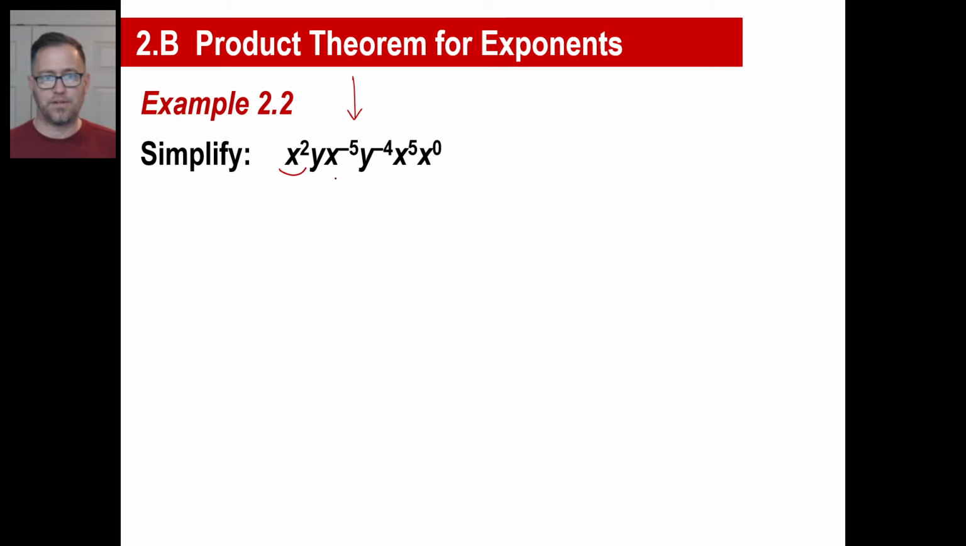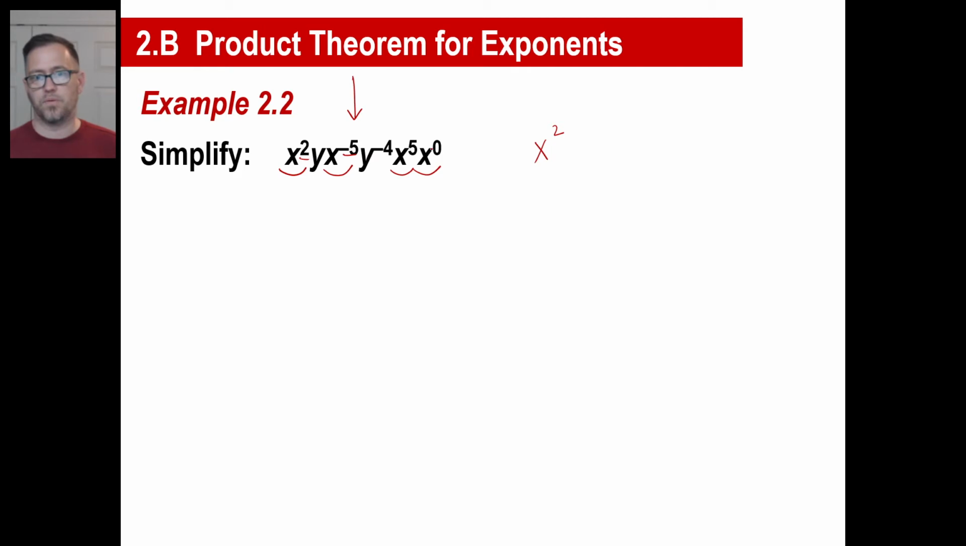Look at this. Let's get the x's together first. X squared, x to the negative 5, x to the positive 5, x to the 0. Can you add those numbers together? Of course you can. That's an x. I got a 2. I got negative 5. 2 plus negative 5 is negative 3. Negative 3 plus 5 is 2. 2 plus 0 is 2. There you go. All right.